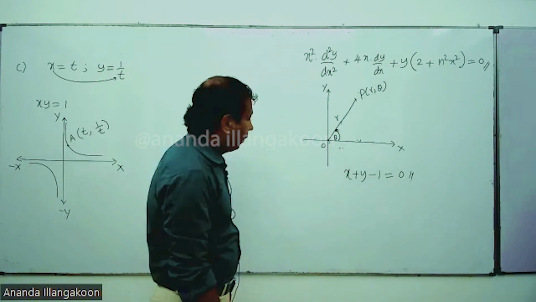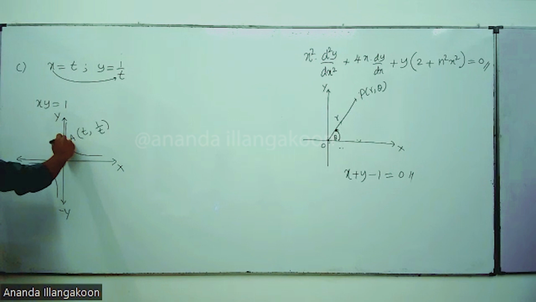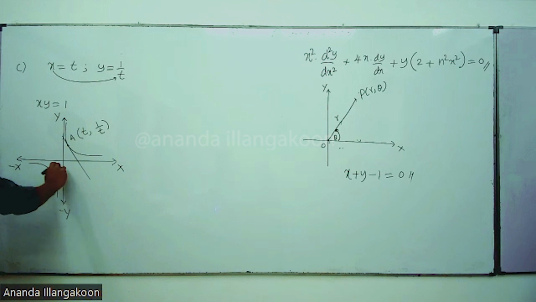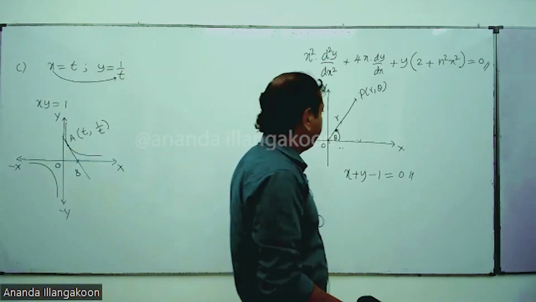Now, here the tangent is constructed this way to the hyperbola. This is O. Now this tangent cuts the x-axis at B. The question asks to show that the length OA is equal to the length OB. Then what I do is this. I am first finding the equation of AB.